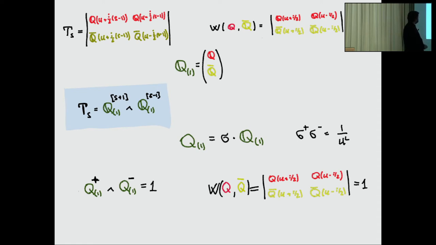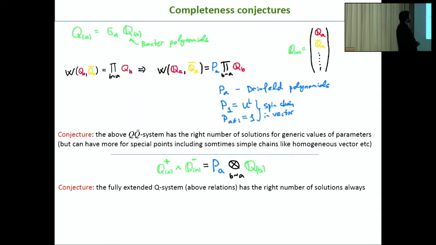Right, this is a repetition. We actually had this equation. To make use of this, I actually have to recall that there is a dressing factor and come back to the original equation. So the answer is, for instance, that the analog of the beta equation is this QQ system. This is Drinfeld polynomials now. It's equal to u to the power l for the vector representation, one for all other nodes. It's the simplest spin chain.